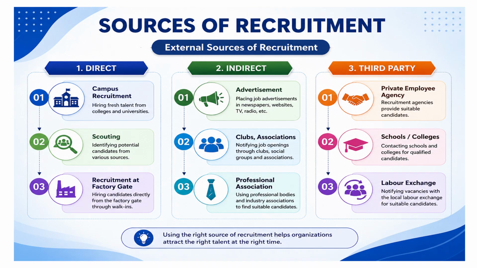The third type is recruitment at factory gate. This is one of the oldest methods of recruitment. Here the candidate directly visits the factory gate and applies for the job position. Sometimes the company displays a notice outside the factory gate. So the interested candidates walk in for the interview.